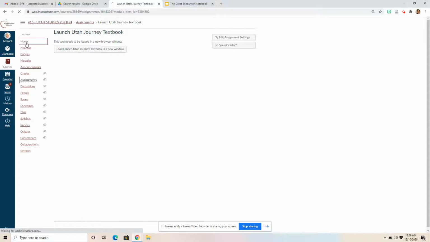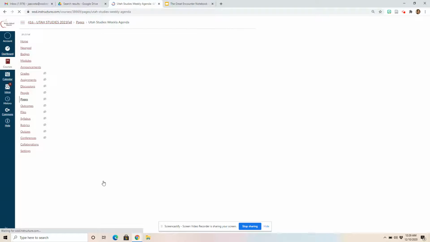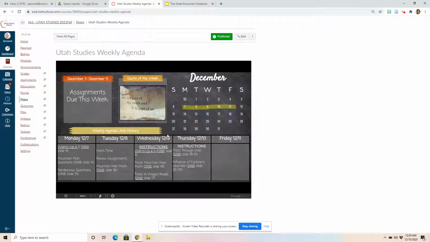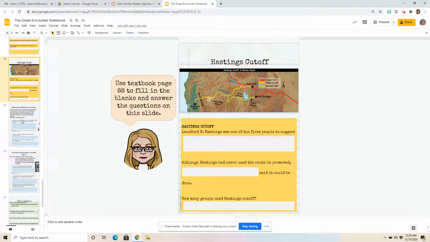Now, the other thing I have listed on the agenda is in case you finish early, you can start working on it, but I'm going to also add it to Friday's agenda as well. So if you don't get to the influence of explorers' journals, that's fine. You can do that tomorrow, but that's going to be on our next couple slides here.